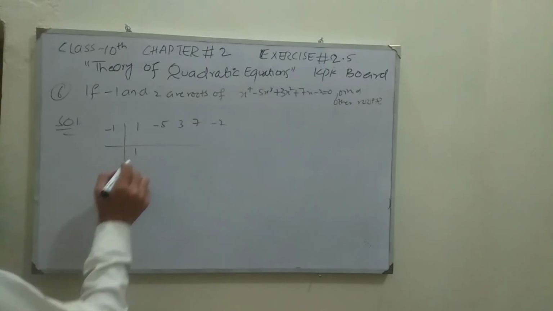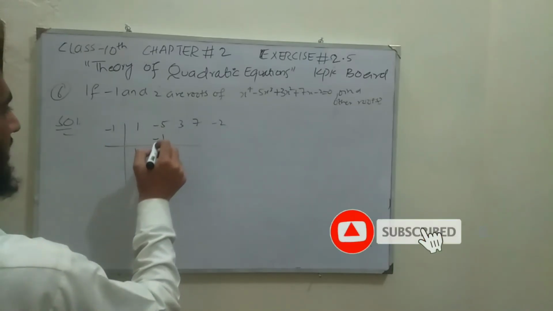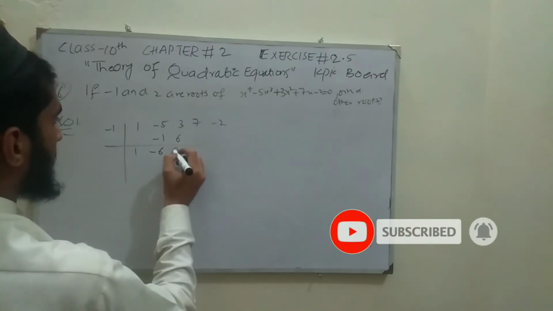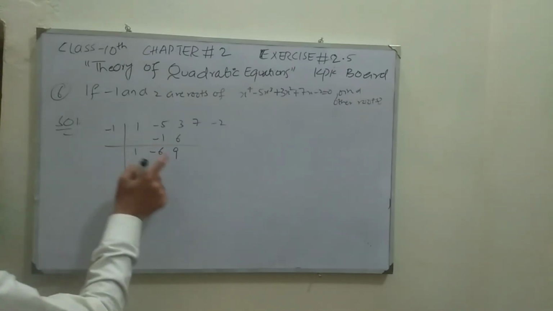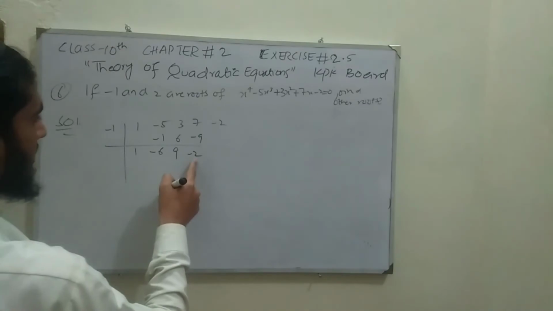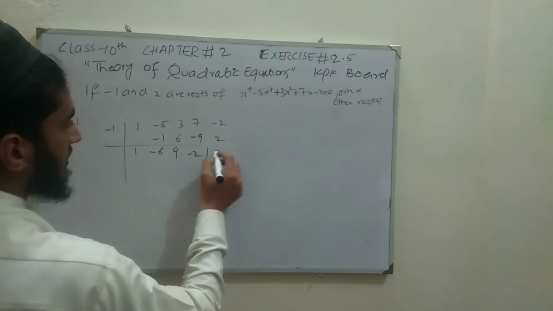1 will comes down the same, minus 1 multiply 1 gives us minus 1, and minus 5 minus 1 gives us minus 6, minus 1 multiply minus 6 gives us 6, and 3 plus 6 gives us 9. Minus 1 multiply 9 gives us minus 9, and 7 minus 9 gives us minus 2, and minus 1 multiply minus 2 gives us just 2. So minus 2 add with 2 gives us 0.